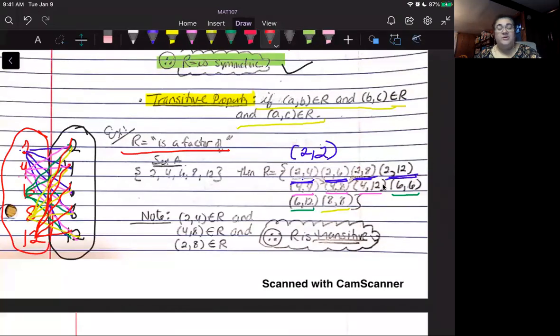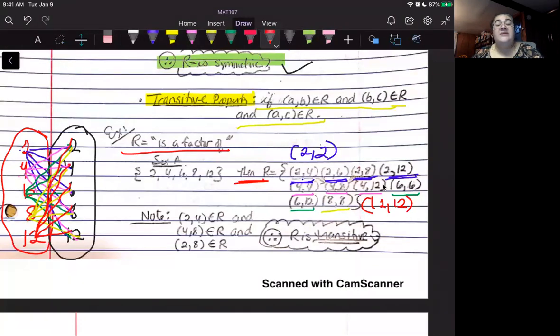And now we go to the red ones, which were our 12. Is 12 a factor of 2? No. 12 a factor of 4? No. 12 a factor of 6? No. 12 a factor of 8? No. 12 a factor of 12? Yes, so we're going to include that. 12, 12. And this is our relation, where all the elements in here fulfill the idea that the first is a factor of the second.